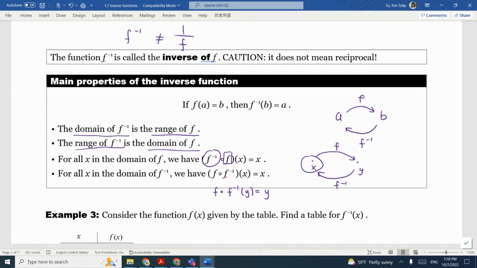So when you apply the inverse function composite, remember this little circle means composition. It's not multiplication. Remember that from your exam? That is composition, not multiplication. So you do composition, you get the variable back.